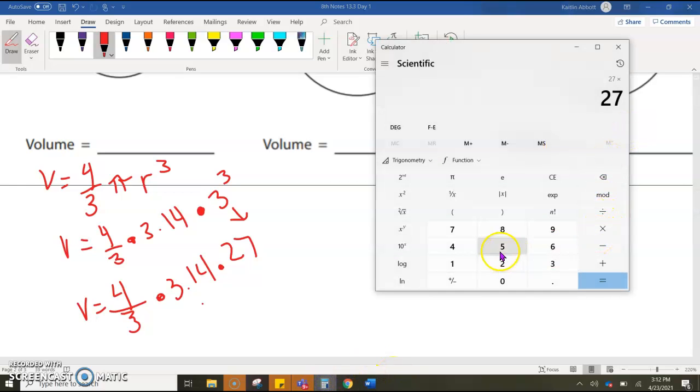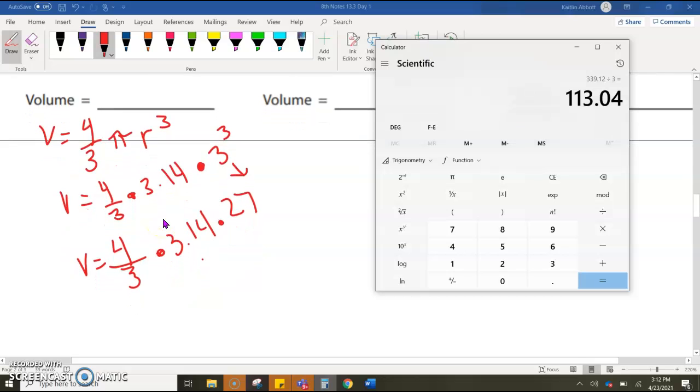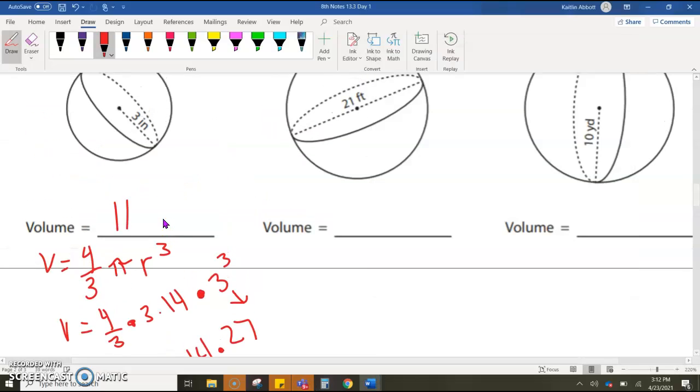27 times 3.14 times 4. All right, so we got that nice big number and divide it all by 3 equals 113.04. That's a lot nicer. There you go, and there you have it, all calculator work.